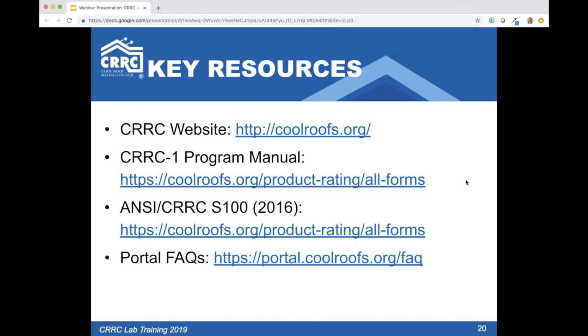And lastly, for users of our online rating portal, we do have a frequently asked questions page to try to help provide a resource for that. And I will talk a little bit more about our online rating portal shortly, but just keep that in mind as we move forward.